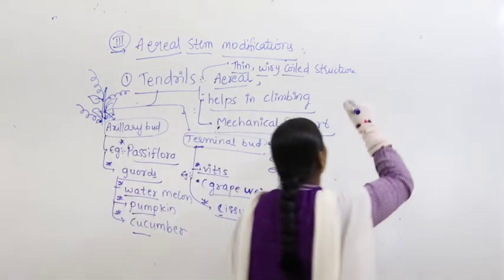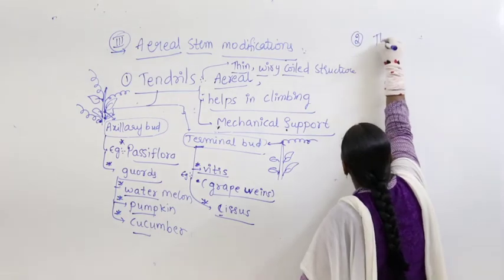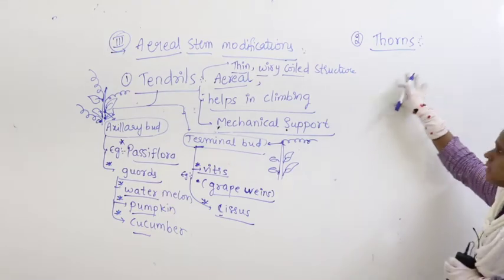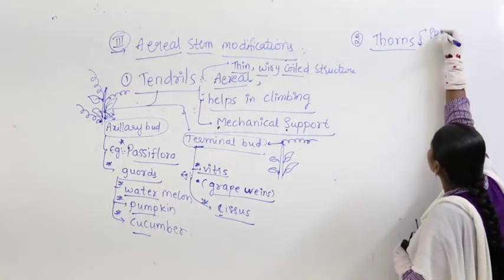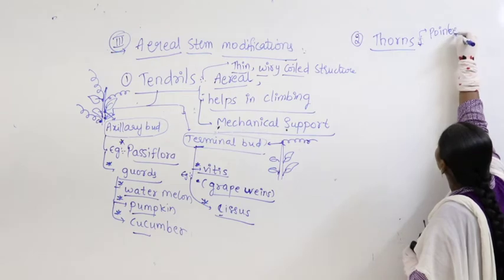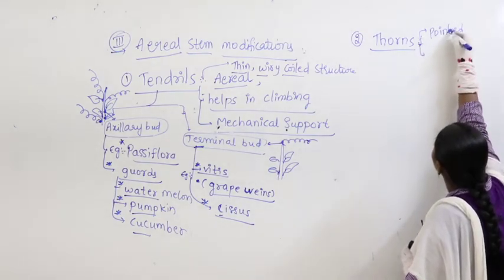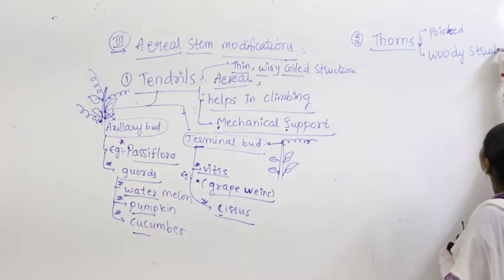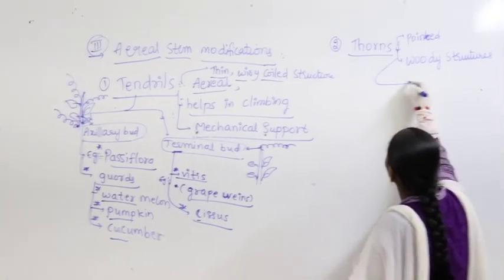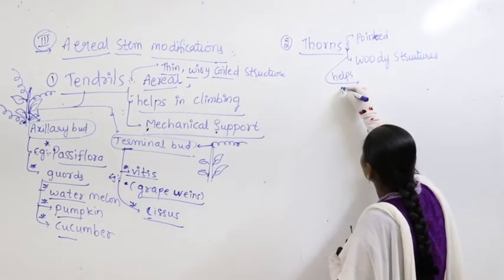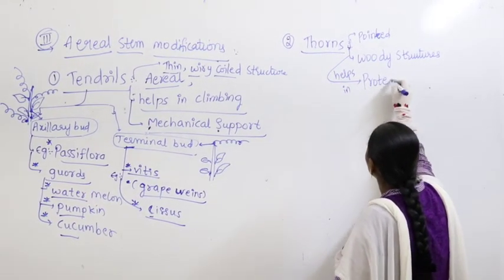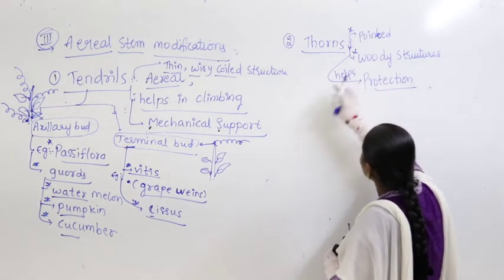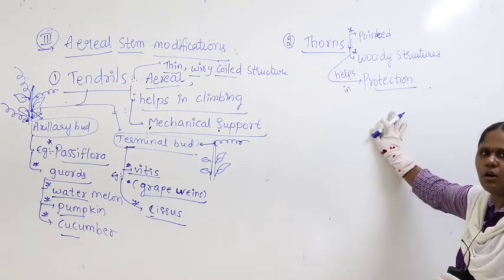The second one is we find thorns. What are these thorns here? They are nothing but pointed woody structures that help in protection. Pointed woody structures help in protection. They are called what? Thorns.